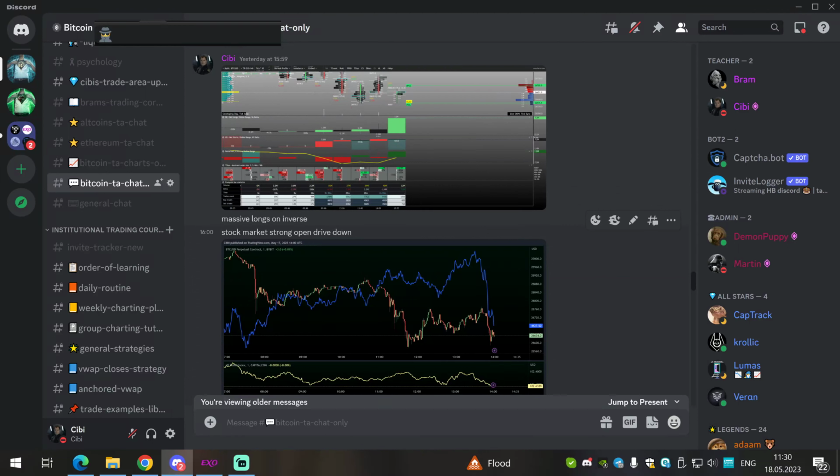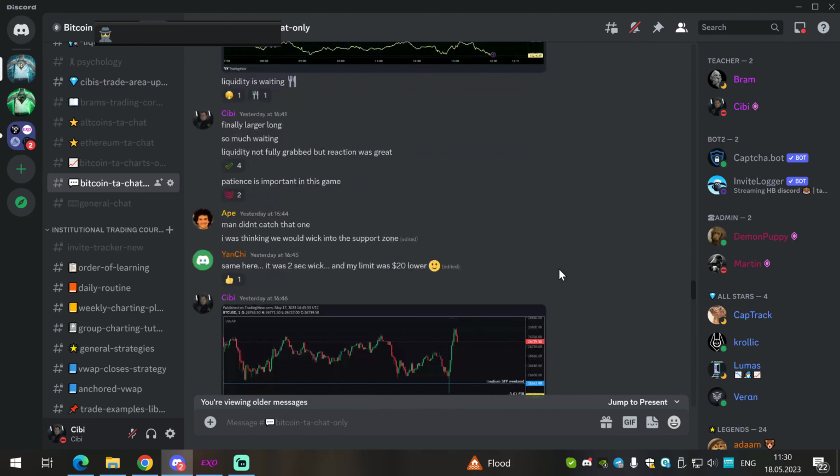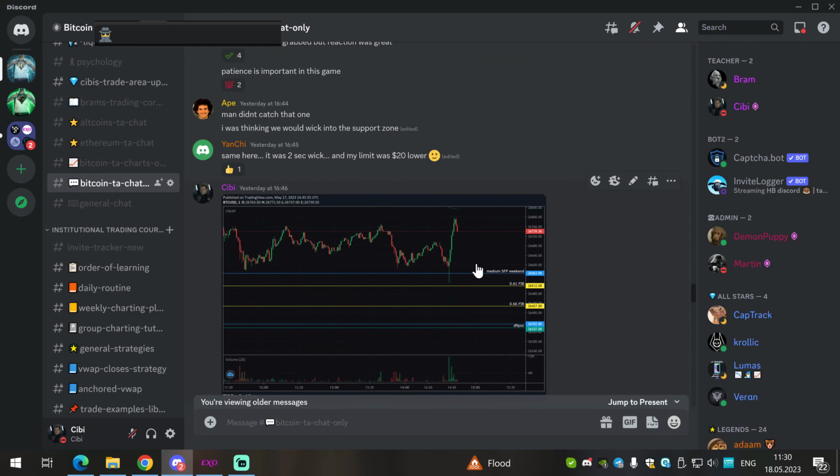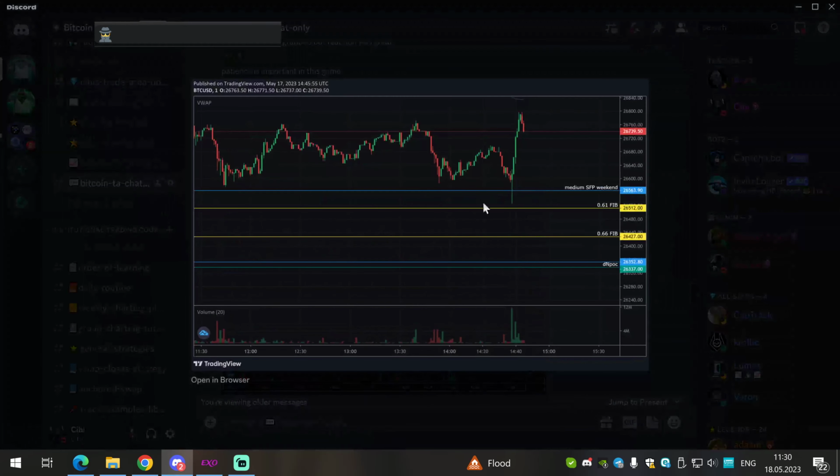Also the stock market was opening with a very strong open drive down. This was also dragging Bitcoin down in that situation. And then this was actually the final low of yesterday. We took out a medium swing failure pattern from the weekend, so we took out lows from the weekend. There was locally exhaustive volume, so we stopped out some people, but it was not directly into our liquidity.